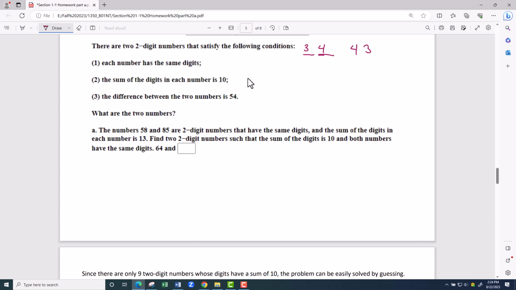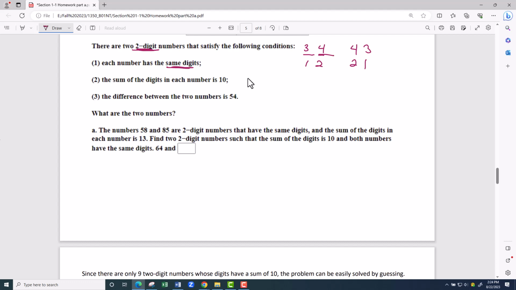They're just reversed. So 34, 43, 12, 21. This is what two-digit numbers and meaning the same digits represents. The sum of the digits in each number is 10. The difference between the two numbers is 54. This is what we're trying to figure out.